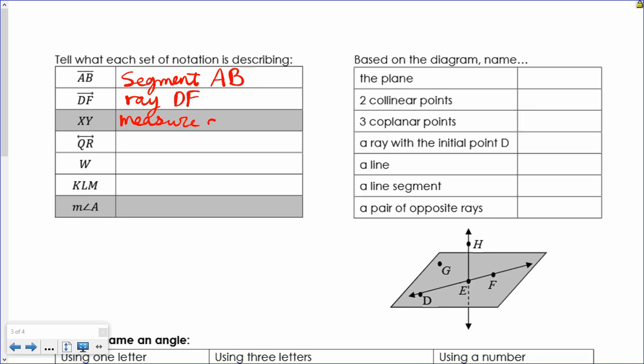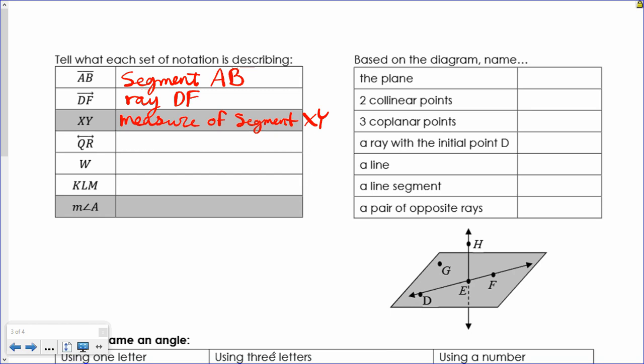Write this down. Measure of segment XY. When you guys see two letters, they are referring to a segment, but if they take the little segment piece off, then they're saying, I want you to find the measure of XY.